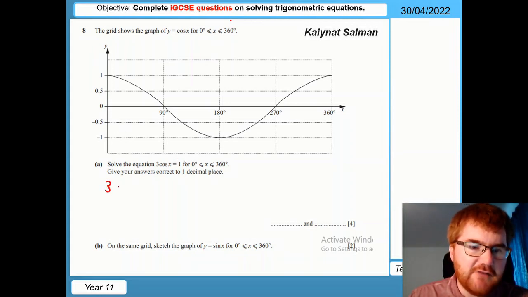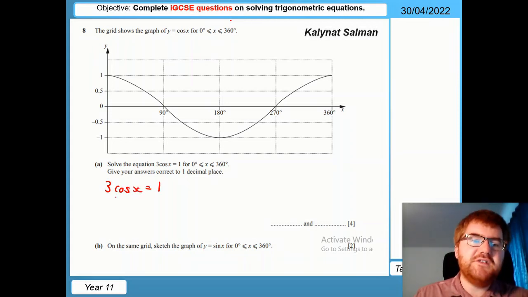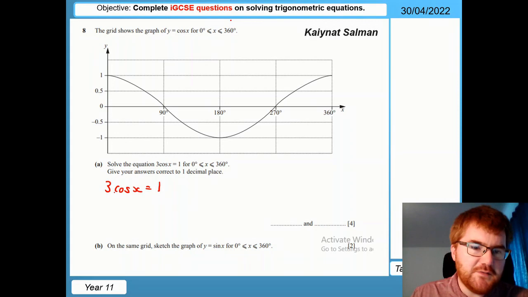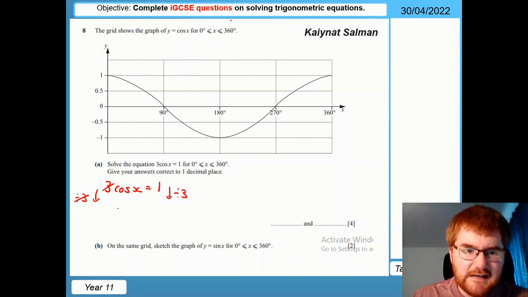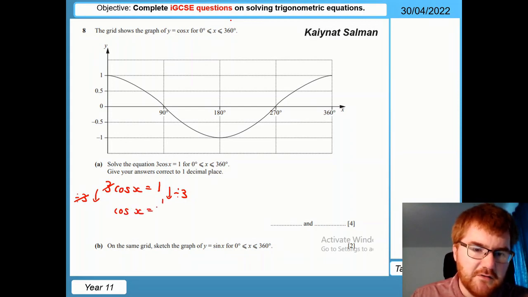So let's write this down. So 3 cos x is equal to 1, and I want to get the cos x on its own. So what's the opposite of timesing by 3? Well, I want to divide by 3 on both sides of the equation. If I do this, this cancels, which is exactly what I wanted. So I get cosine of x is equal to 1/3.